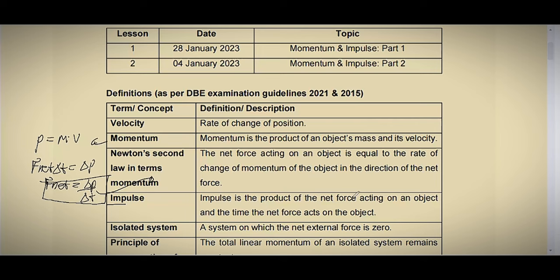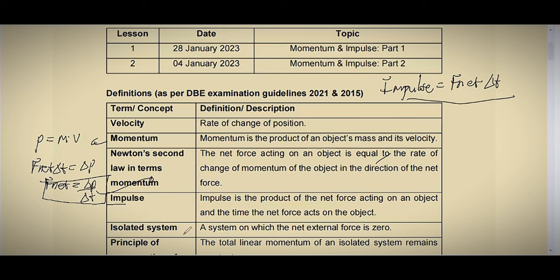Impulse is the product of the net force acting on an object and the time the net force acts on the object. So again, with this one, we have the formula: impulse is equal to F net and then delta t. So if you look at this, you can see that impulse is the product of the net force and the change in time. So also writing this formula here can help you to recall the definition for impulse, right? So you can see how closely related these definitions are to the formulas.